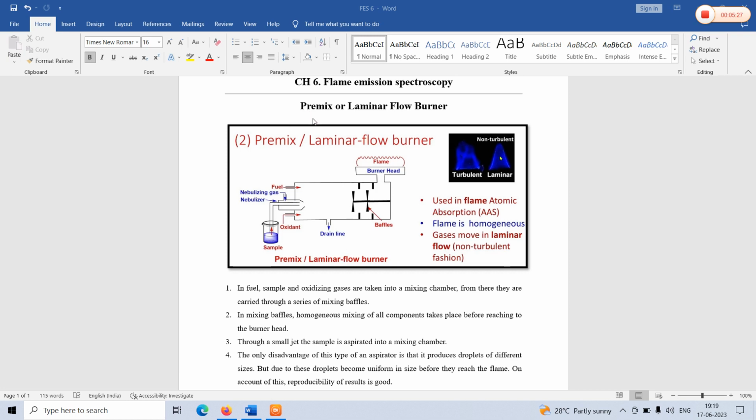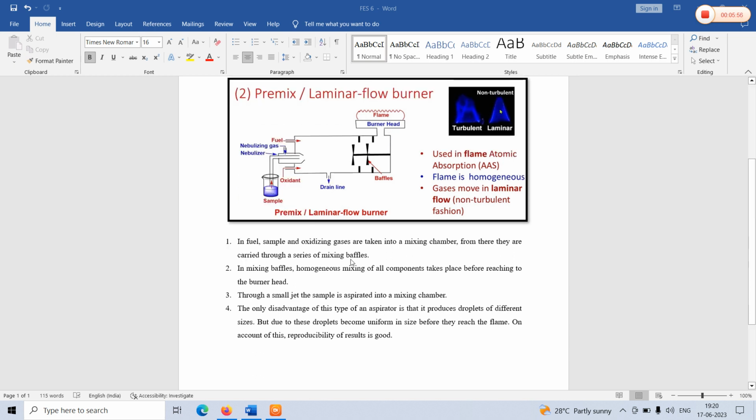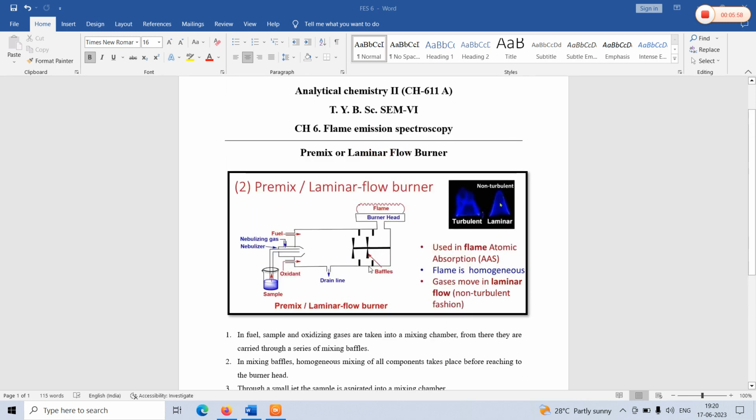Again I will repeat the same. Premix is nothing but the pre-mixing of the constituents, that means fuel, oxidant and sample. It is also called a laminar flow burner because the flame is homogeneous and the gases move in laminar flow. The produced gas moieties flow in a laminar direction. So these are all the four points associated with this premix or laminar flow burner.